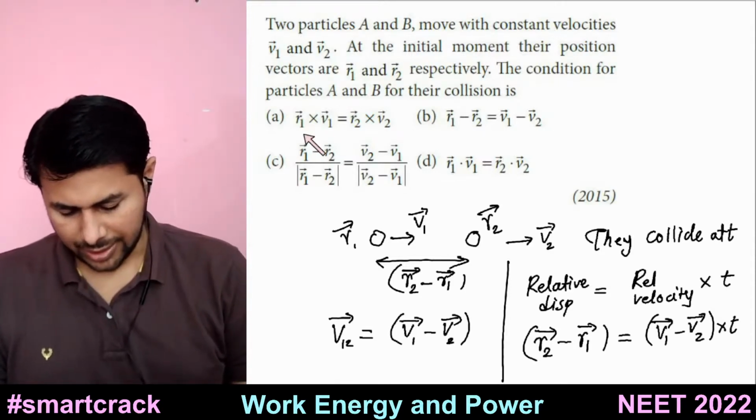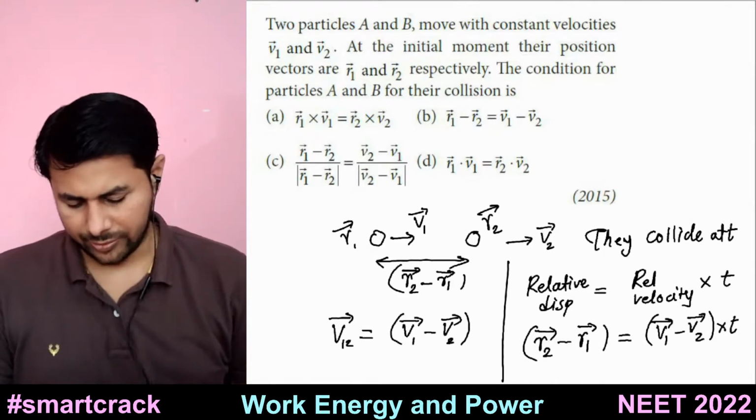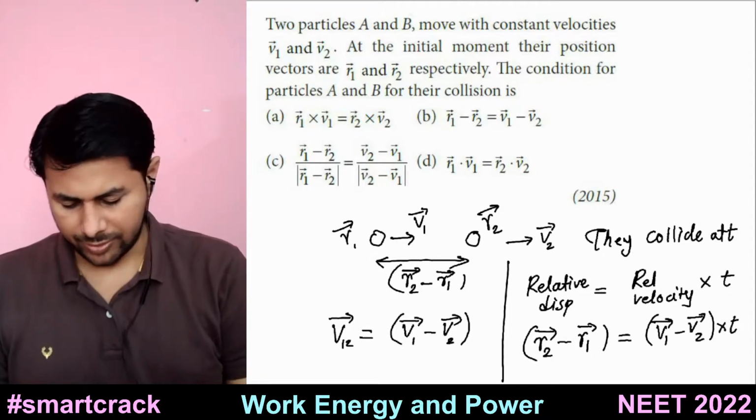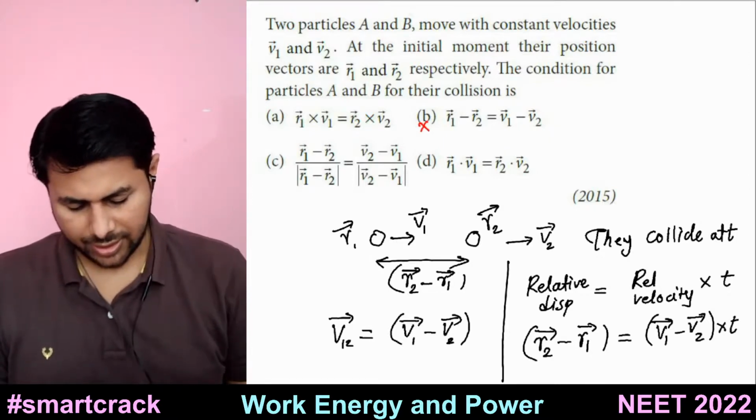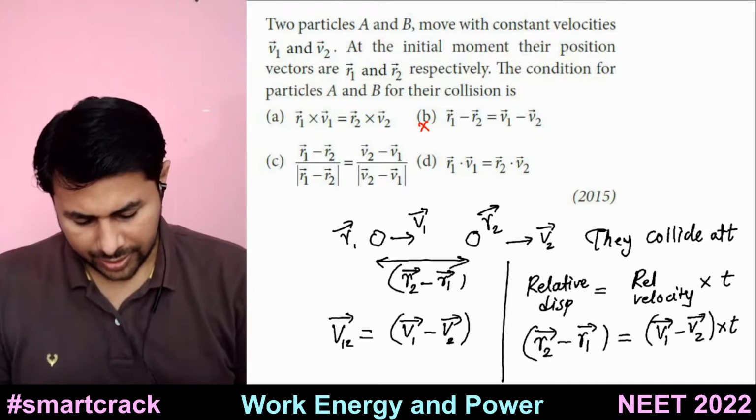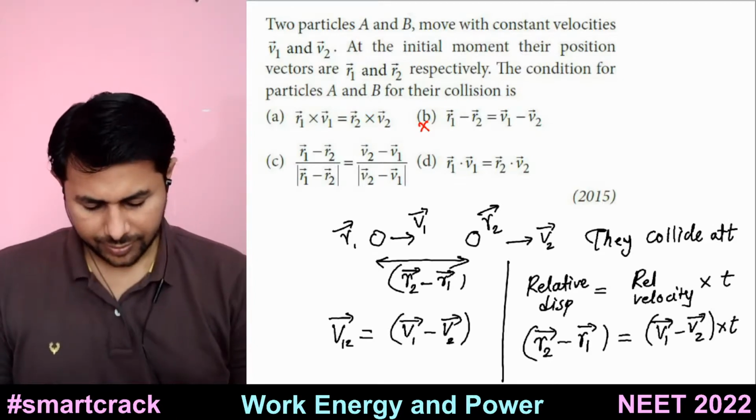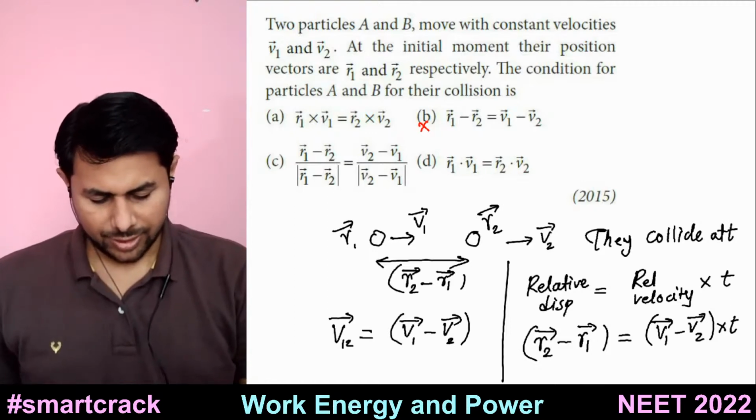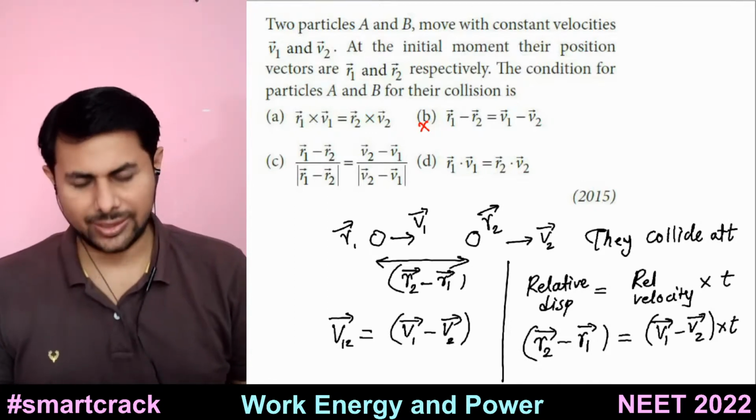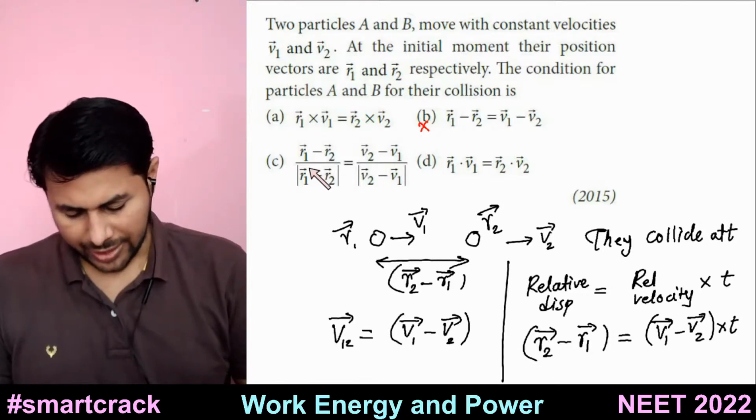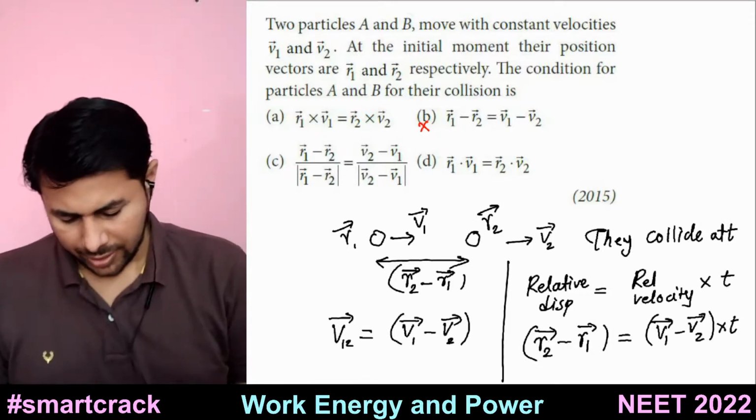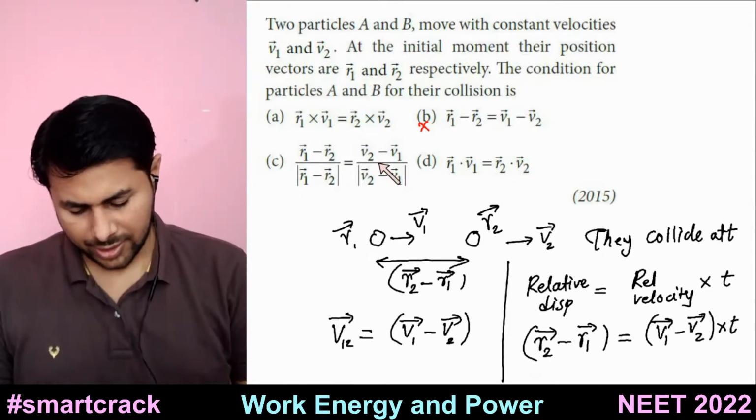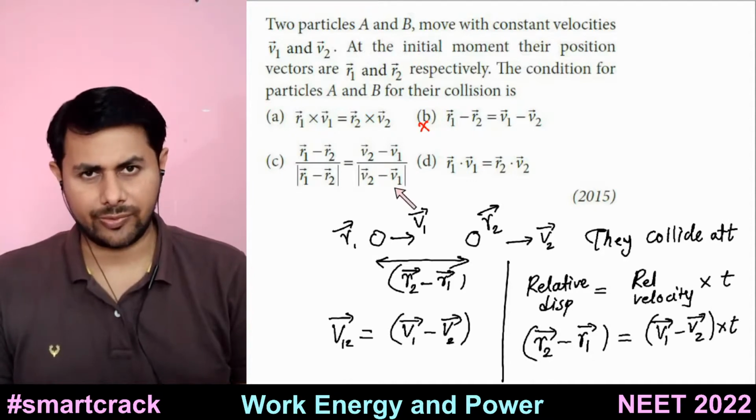Okay, r1 cross v1 equals r2 cross v2. The second one is r1 minus r2 equals v1 minus v2. So what we can say is the second is not correct. No, this is not correct at all. r1 dot v1 equals r2 dot v2. Okay, so we cannot verify these options, but if you look at this one, this is the unit vector in the direction of r1 minus r2. This is the unit vector in the direction of v2 minus v1.